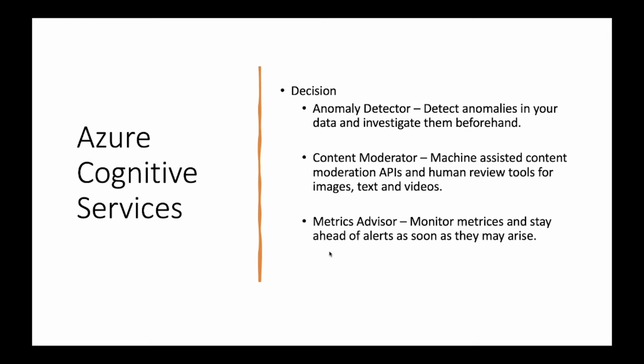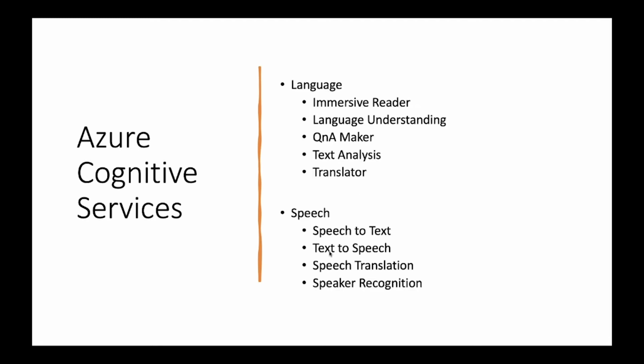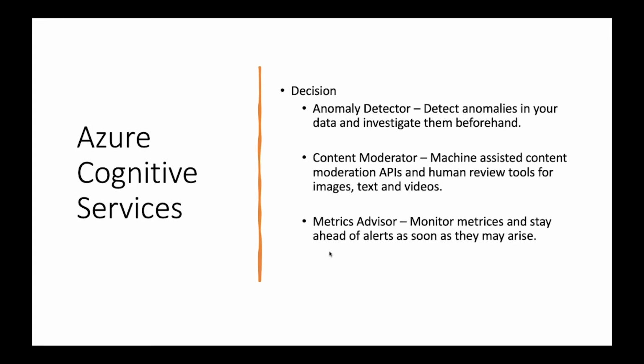I will just give a brief introduction to each of these initially, and then we'll focus on our area of interest for this particular session. Starting off, it basically has decision, language, speech, and vision. So it's divided into four sections to work on four different roles with the AI.